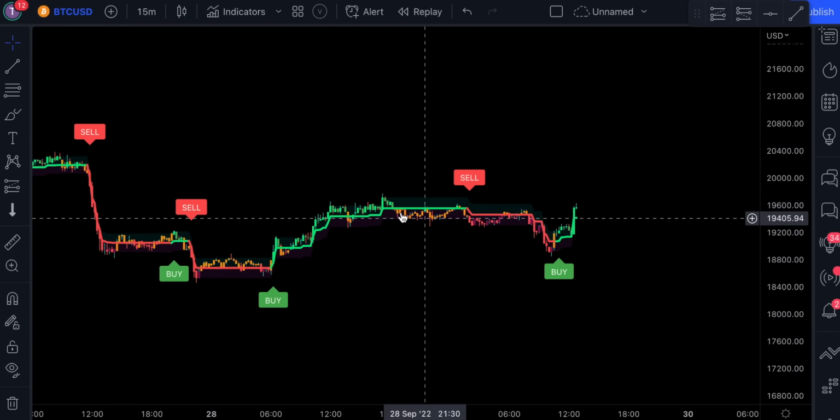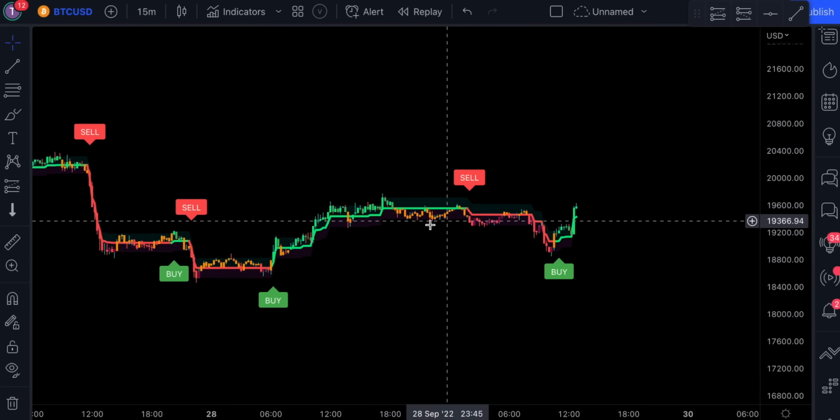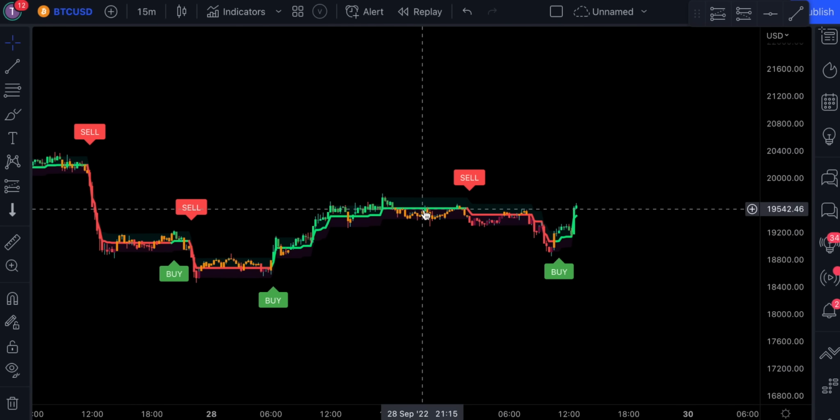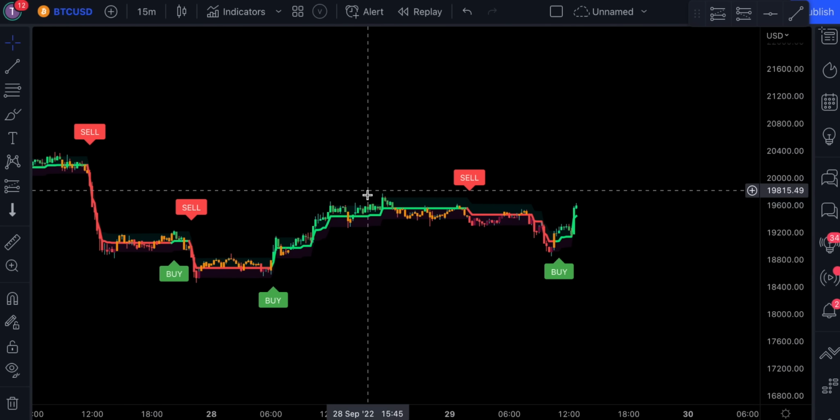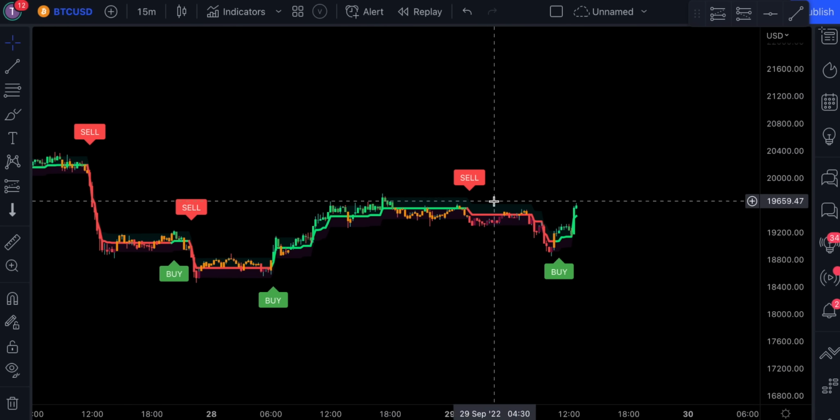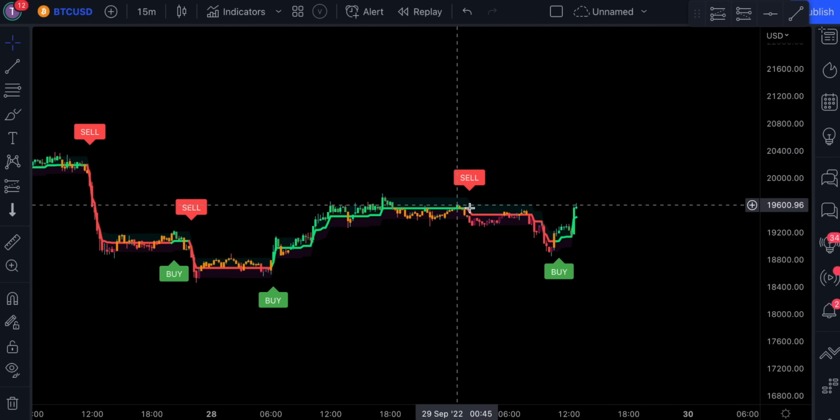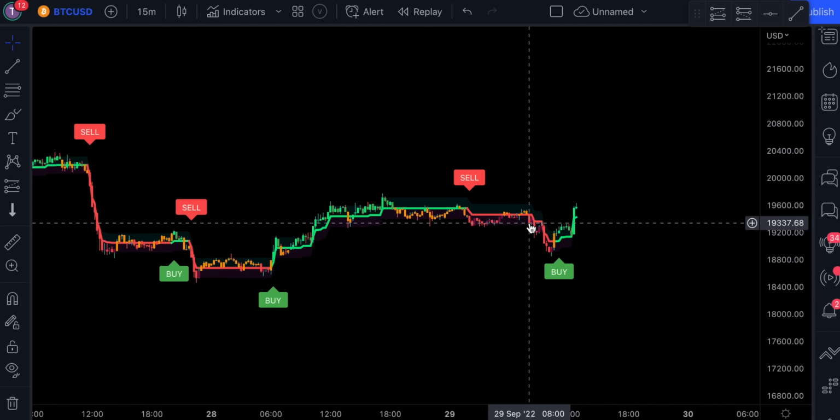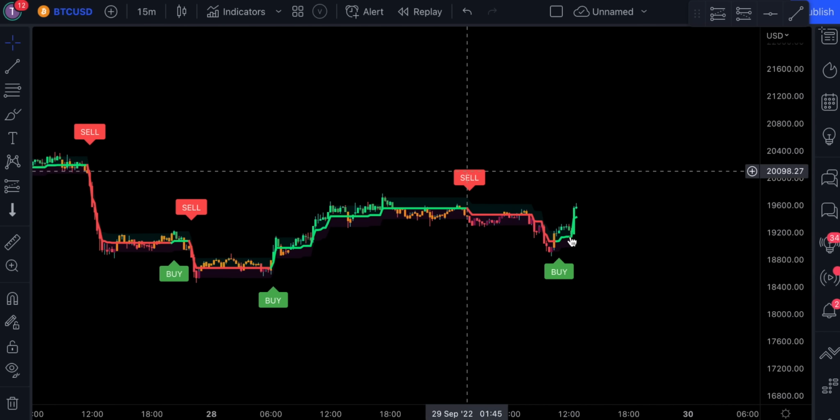The indicator comes with bar colors. When the market is moving sideways, the bars are colored yellow. When the momentum is bullish, the bars are green. And when it's bearish, the bars are red. There is also a plot that changes color as well. Obviously, the most important part of this indicator are these buy and sell labels.